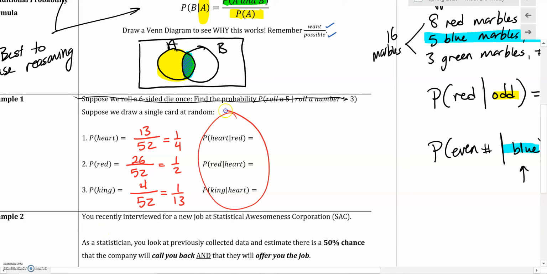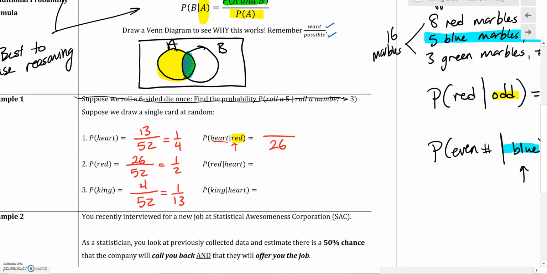Now let's look at some conditional probabilities. What's the probability of getting a heart given that you're holding a red card in your hand? All right, so let's think about this for a second. I'm holding a red card in my hand. That happened. How many red cards are there in the deck? We said that there were 26 red cards.